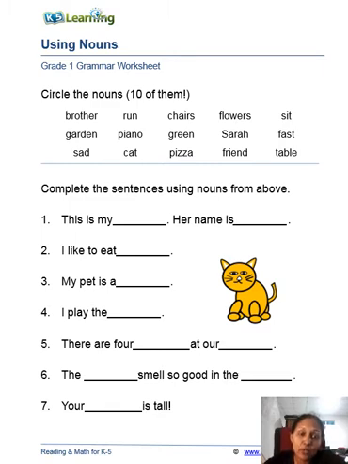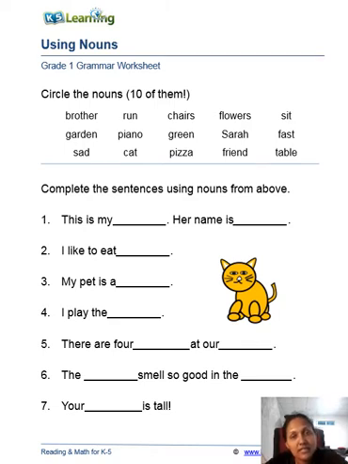Piano, that's an object. You can circle. Cat, animal, you can circle that. Chairs, object, you can circle. Green is not a noun. Pizza, it's a noun. Flowers, noun. Sarah, Sarah also noun, naming words. Sarah is a special naming word that is called a proper noun. Friend, that's a noun. Sit, is it a noun? No, sit is a verb. So you can't circle. Fast also you can't circle.